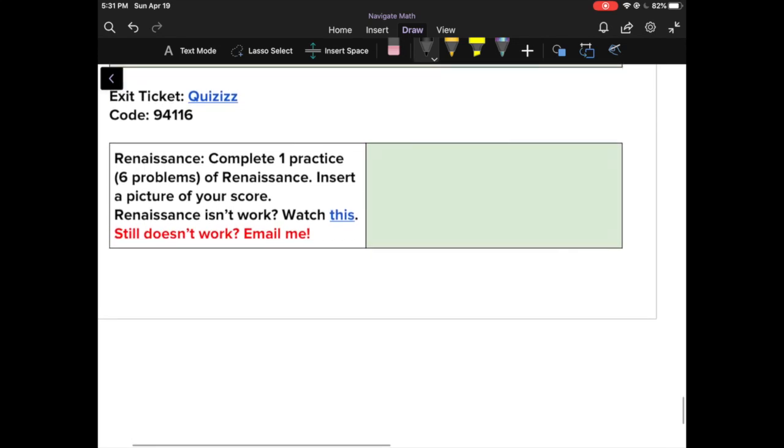Okay, that's it for today's lesson. You're going to go ahead and complete quizzes as your exit ticket, as well as using the code if it asks you for the code. You're going to complete 1 practice of Renaissance today, meaning you're going to do 6 problems. Once you do that, insert the picture of your score into the box. If Renaissance isn't working, you're going to watch this video. And if it still doesn't work, you're going to go ahead and email me so I can send you your practice. And then you'll send me your answers to your practices so I can submit them for you.